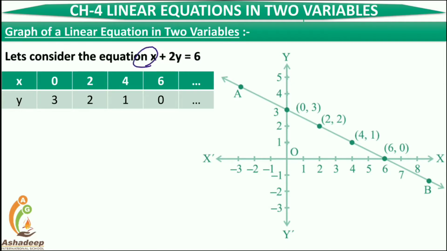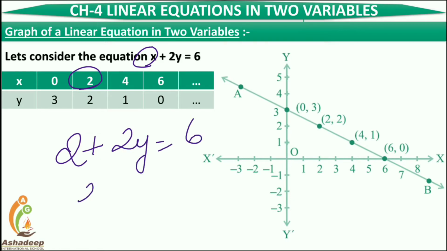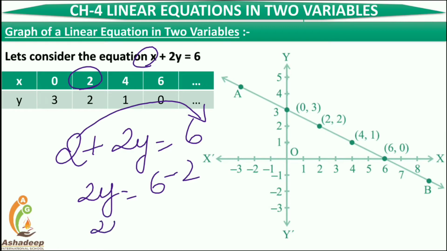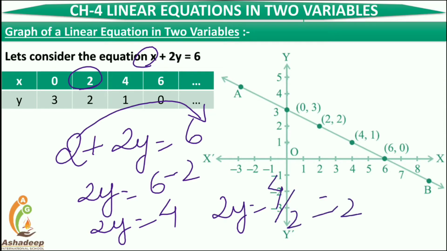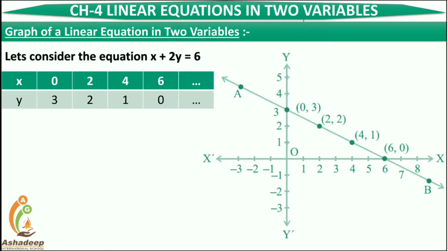Now instead of x, put 2. So 2 plus 2y is equal to 6. Therefore, 2y is equal to, this 2 goes to the other side, it becomes minus. So 6 minus 2, and therefore 2y is equal to 4, and y is equal to 4 divided by 2, which is 2. So if we put x is equal to 2, we get y is equal to 2.